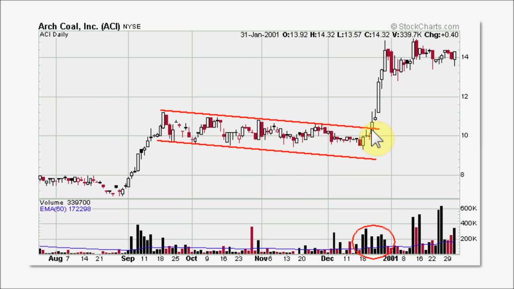Now, when it breaks above the resistance line with volume, that is very bullish. And as you can see, the stock ran from just over $10 to over $14 in about 1 week.